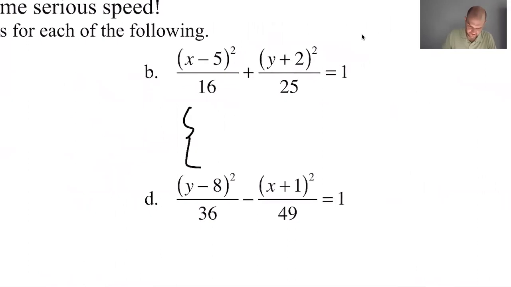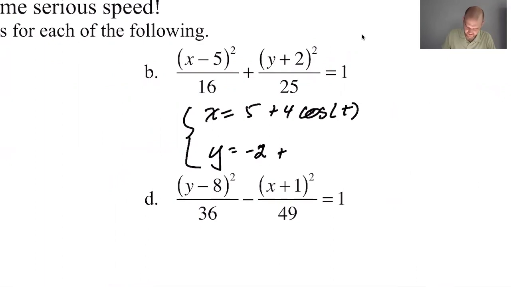An ellipse, x, y, 5, -2, plus 4, no additional direction. You always go cosine sine.